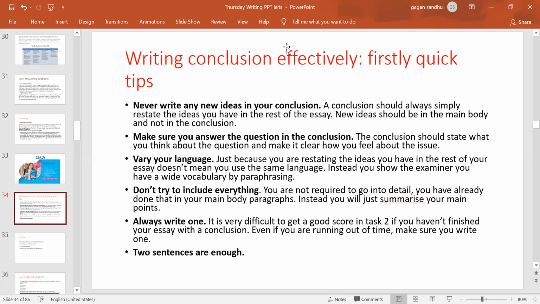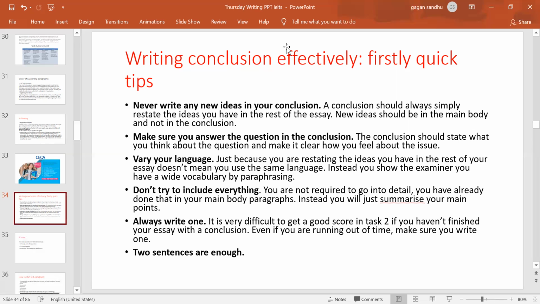The conclusion, as the name suggests, is just a summary, right? Summarize the main idea. There is no need to add explanation. That place is meant for the main body paragraph. So just summarize the main points, and that's what is needed here. Always write one conclusion. You cannot miss out on it, like the introduction and the main body paragraph.